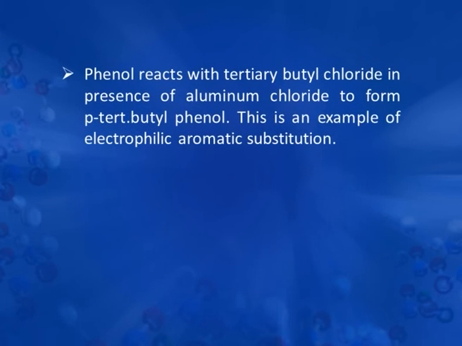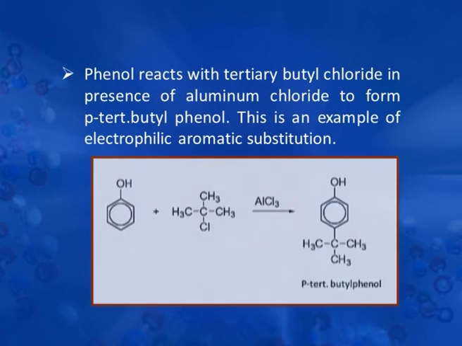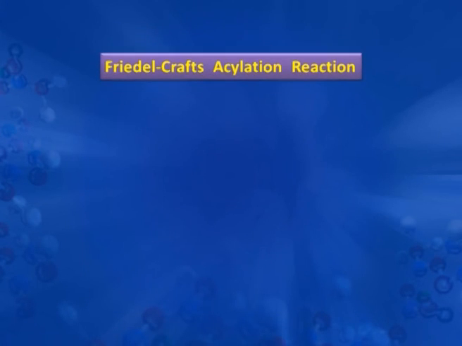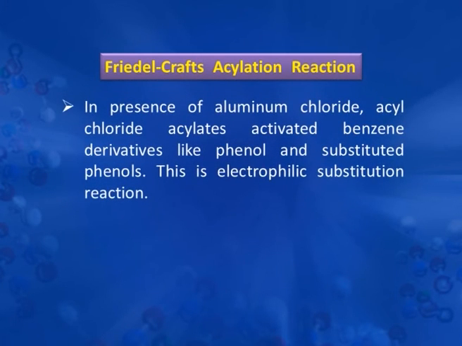Phenol reacts with tertiary butyl chloride in presence of aluminum chloride and forms para-tertiary butyl phenol. This is an example of electrophilic aromatic substitution. Now, we will discuss the Friedel-Crafts acylation reaction. Acylation means we treat the compound with acyl chloride.